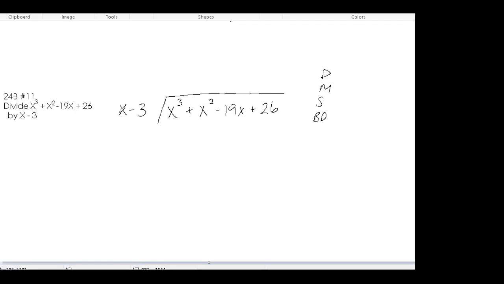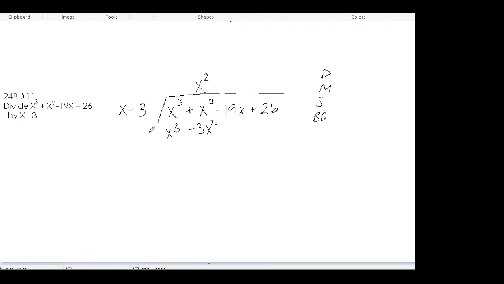So I divide, I'm just going to look at the first term in both of them. So if I divided x cubed by x, I would have x squared left. So I'm going to put an x squared up here. Now I'm going to multiply. x squared times x is x cubed. x squared times negative 3 is negative 3x squared. So use the negative with the number it comes before. The negative came before 3, so I'm going to use that negative 3 together. All right, so that was multiplying.